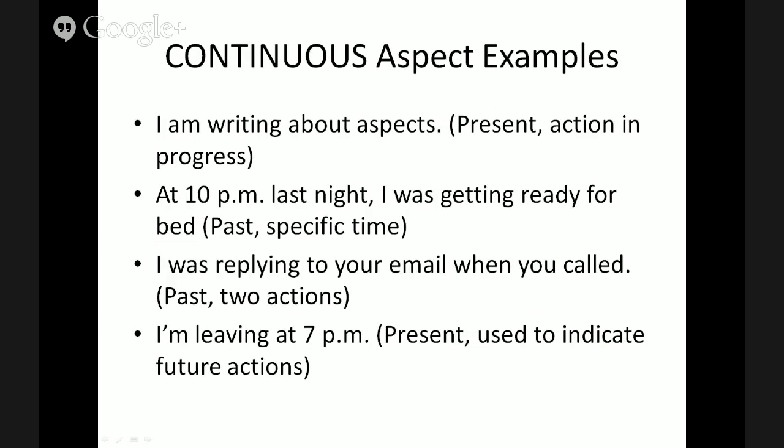So here are some examples. I am writing about aspects, right? When I was typing that sentence, I was writing about aspect. At 10 p.m. last night, so there's our specific time, I was getting ready for bed. When we have two actions, I was replying to your email when you called. I was replying to your email is our longer event. That's what was in progress. That was what was continuing when the call happened.